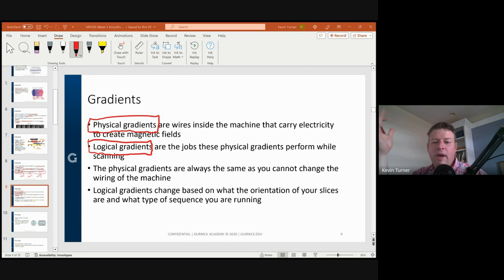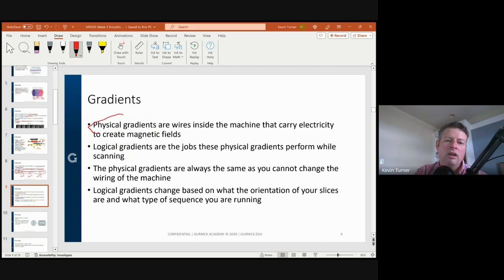It is the same as if you are in charge of a work site. It's like, okay, I've got three workers. Those are my physical gradients. Okay, you're going to go pick up trash. You're going to build a birdhouse, and you're going to go make sure the water is turned off. You're giving each one of these people a different job, right? So logical gradients are jobs. Physical gradients are actual wires, the actual gradients inside of the machine.